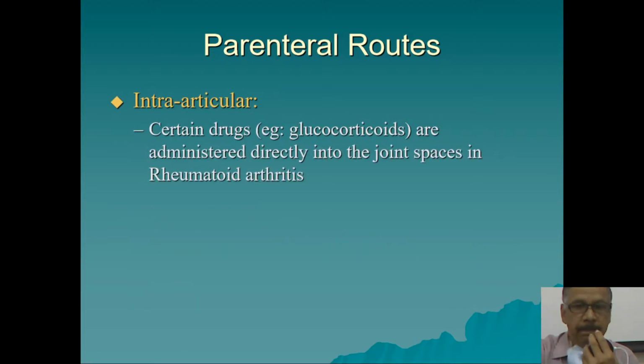Intra-articular, certain drugs like glucocorticoids and hyaluronidase are administered directly into the joint space in rheumatoid arthritis. Hyaluronidase is very much used. It is to be directly injected into the joint space of the knees for osteoarthritis also.